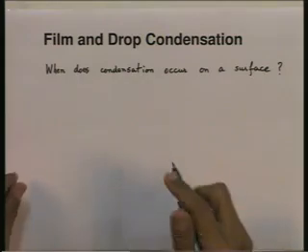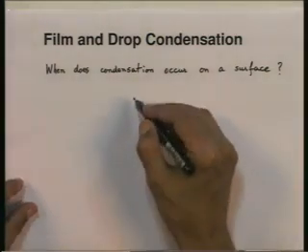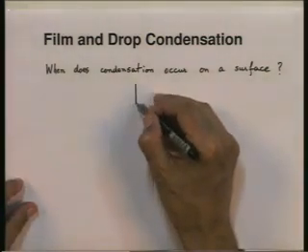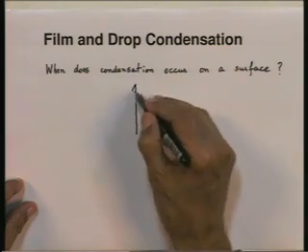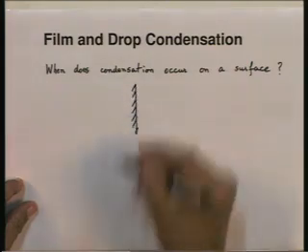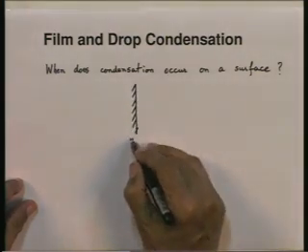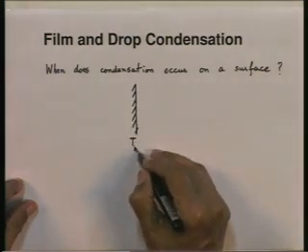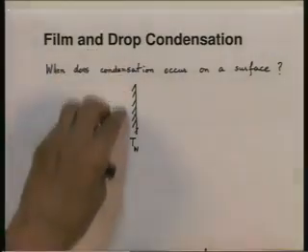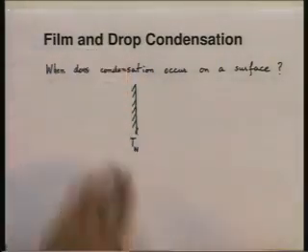Let us say I have some surface, let us say it is a vertical surface, and it is maintained at a temperature T W with the help of some fluid flowing on this side, the back side.